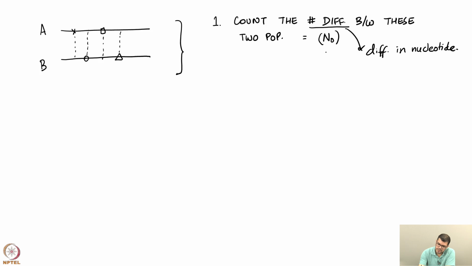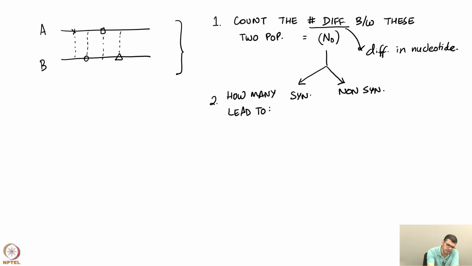Now, next step is that among these n naught, I count how many lead to a synonymous and how many lead to a non-synonymous change. So, now I am asking, obviously the identity of the codon here is different because there is a mutation, but do these two codons encode for the same amino acid, in which case it will be a synonymous mutation, or do the codons which are present at these two positions in these two groups encode for different amino acids, in which case it will be a non-synonymous mutation. Since the total number of differences is n naught, maybe S out of them are synonymous mutations and n naught minus S out of them are non-synonymous mutations.